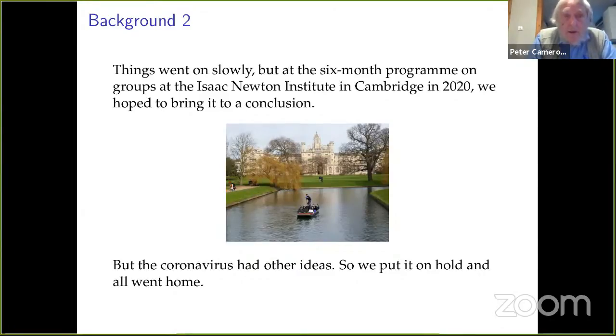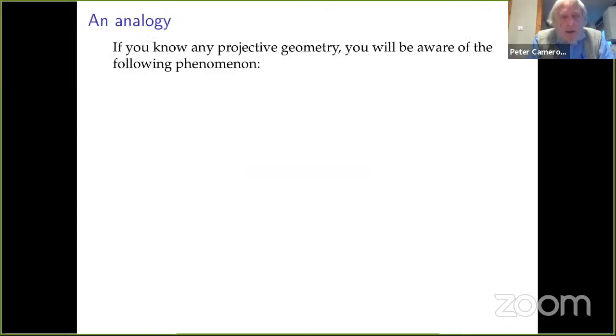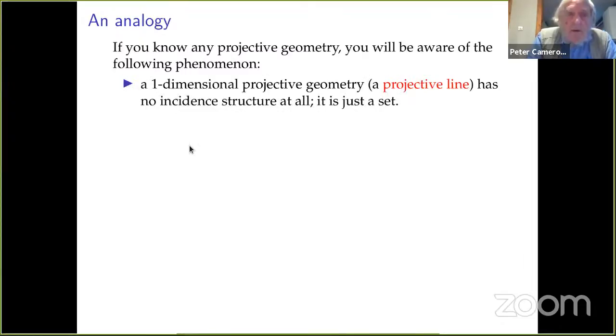And this is a theorem I'm really pleased about. But let me give you an analogy for the theorem first. And this analogy comes from projective geometry. So in projective geometry, the following occurs. If you have a one-dimensional projective geometry, that's just a projective line. It has no incidence structure at all on it. It's just a line, a set of points. You can put structure on it using cross ratio or things like that, but it has no incidence structure.